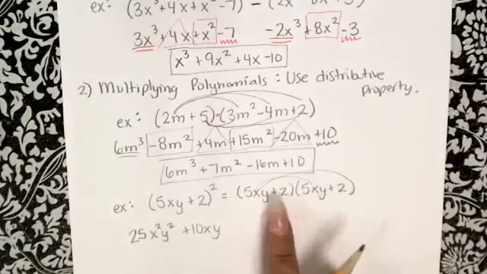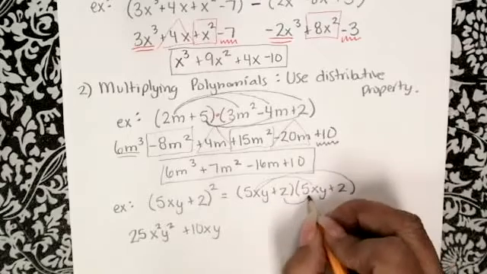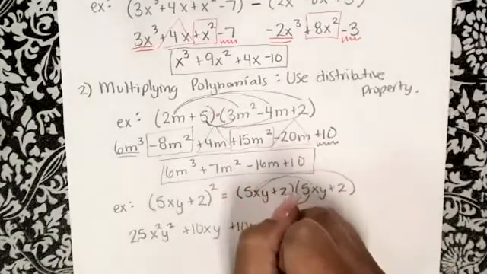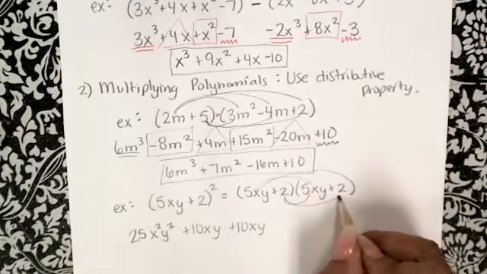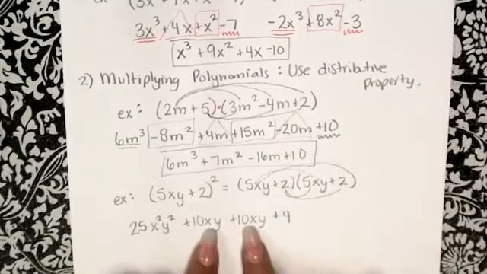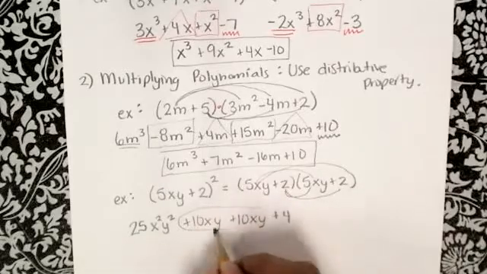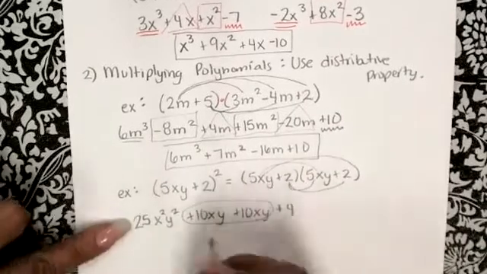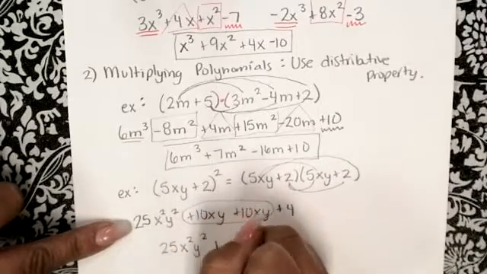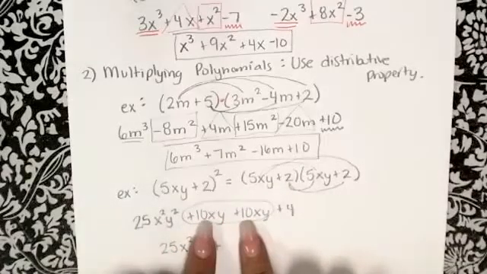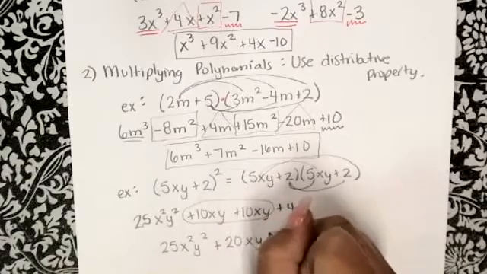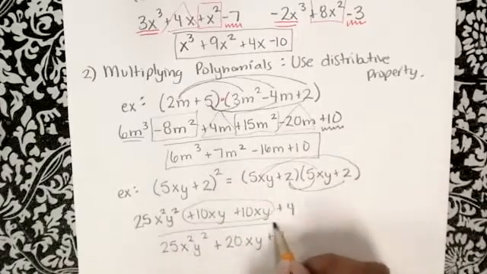I'm done distributing this one. I'm now going to distribute the 2. So now here I'm left with a 10xy again. And then 2 times 2 is going to be a 4. These both have xy, so these are like terms. So these ones get combined. So then the final answer is going to be 25x squared y squared plus, because I'm combining like terms, I just add the numbers up. So 10 plus 10 is going to be a 20xy plus 4.